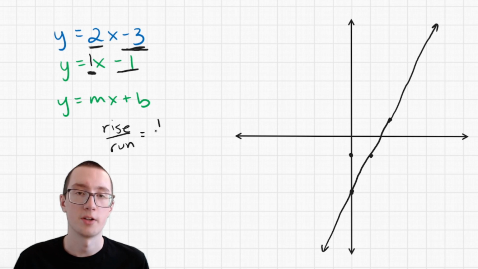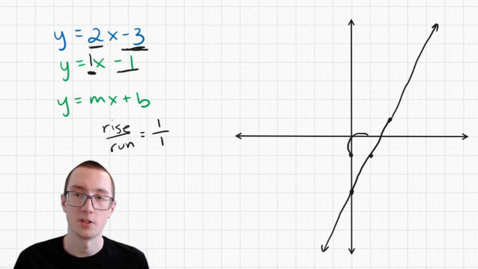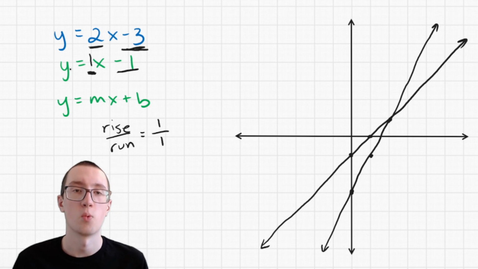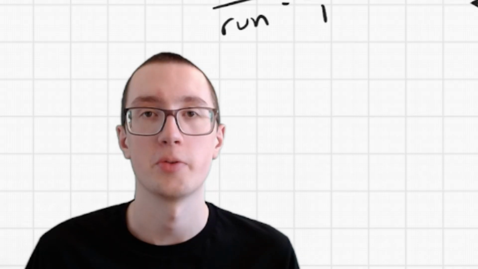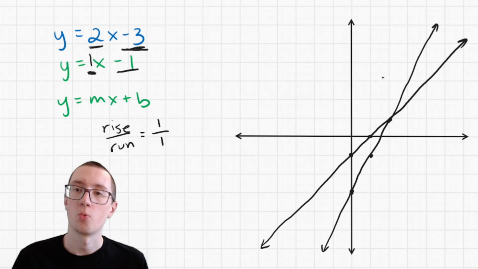So our rise is going to be 1. And since it's over nothing, it's going to be over 1. So we're going to rise 1 and run 1. And we can do that one more time if we want for a more accurate graph. Rise 1, run 1. So now let's go ahead and draw a line through this. So here is our line. This is the line of y equals x minus 1, and also the line of that confusing thing we had before. So our final question is, where do these graphs intersect each other?